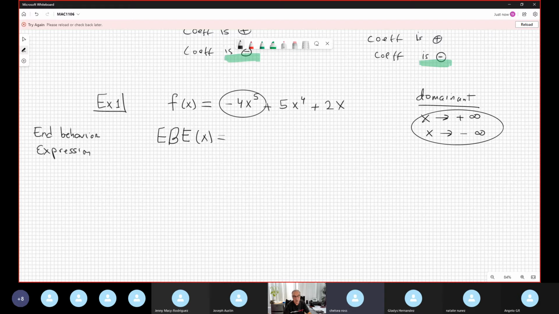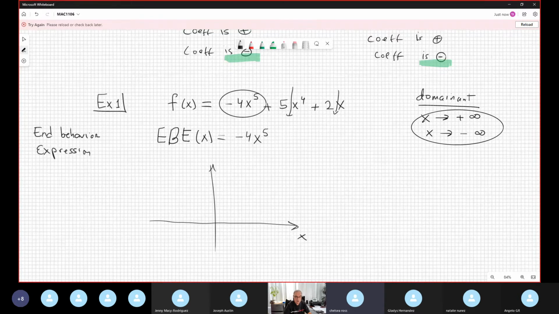Because it's obvious that this is completely negligible. Not important, because this is increasing faster, no? So, minus 4x to the 5th power. This is the end behavior expression. But I want to investigate the potential idea. Look, this is my axis.